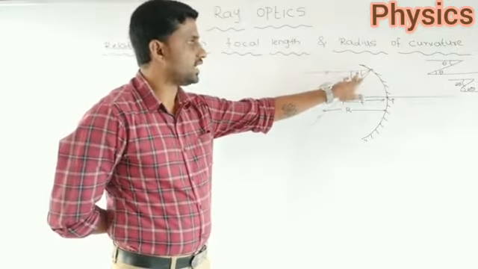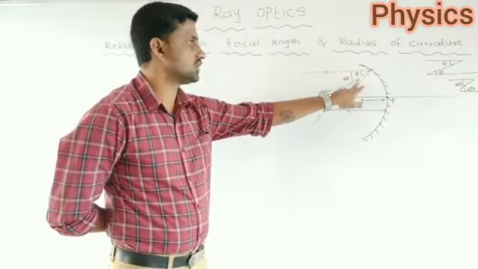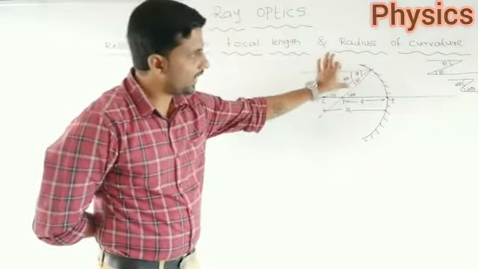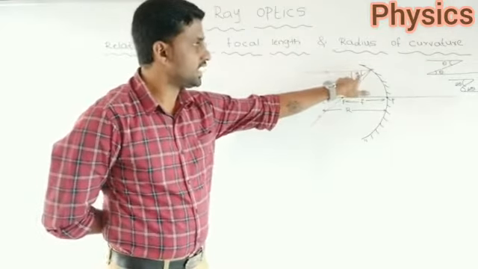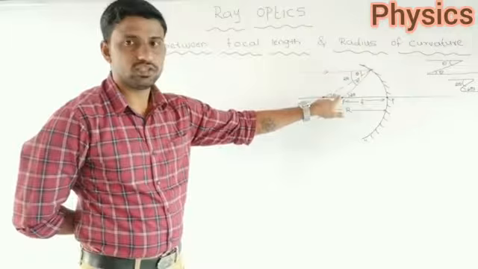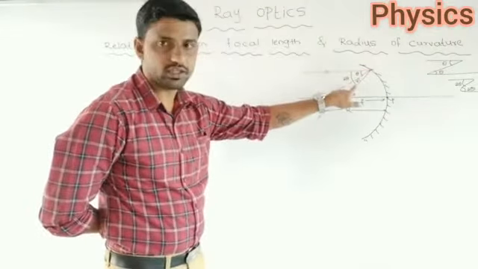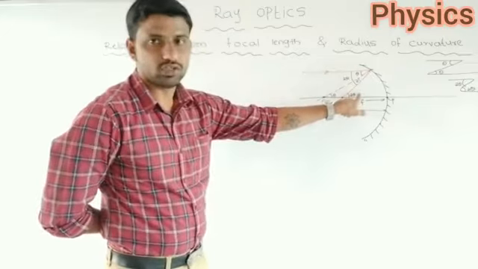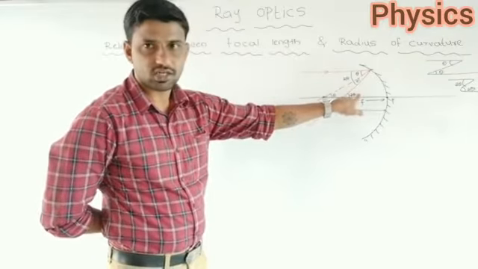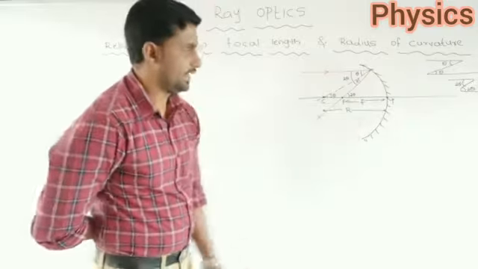Here this angle theta is the angle of incidence, and this one is the angle of reflection. Then the total angle is 2 theta. If this angle is theta, this one is also theta because they are alternate angles. If this one is 2 theta, here this one is also 2 theta. These are also alternate angles.